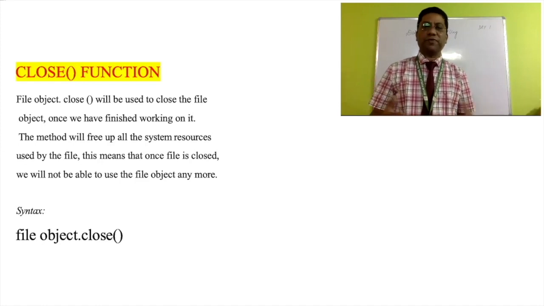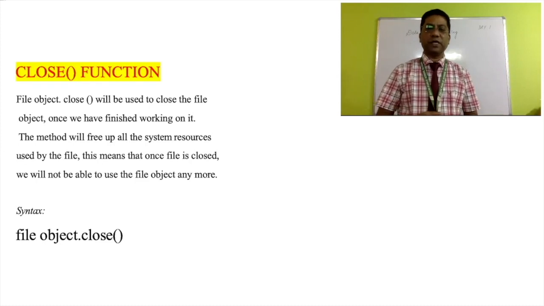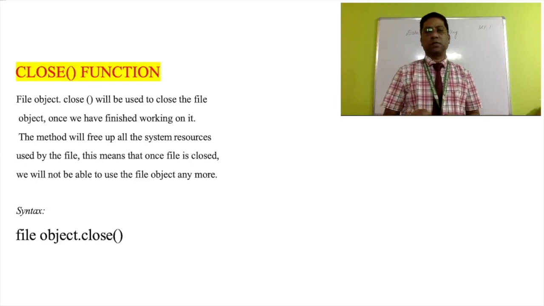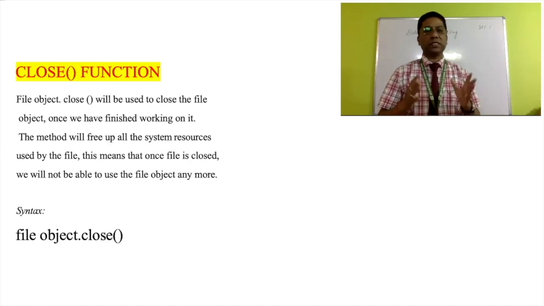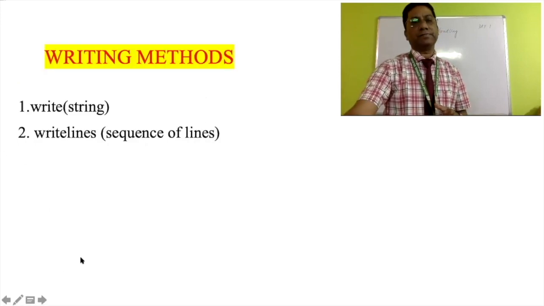Once you open the file, it is conventional, or compulsory, to close the file. Then how to close a file? You have to take the help of the file object: the file object dot close function will close the file. So these are the operations which we can perform on the file.